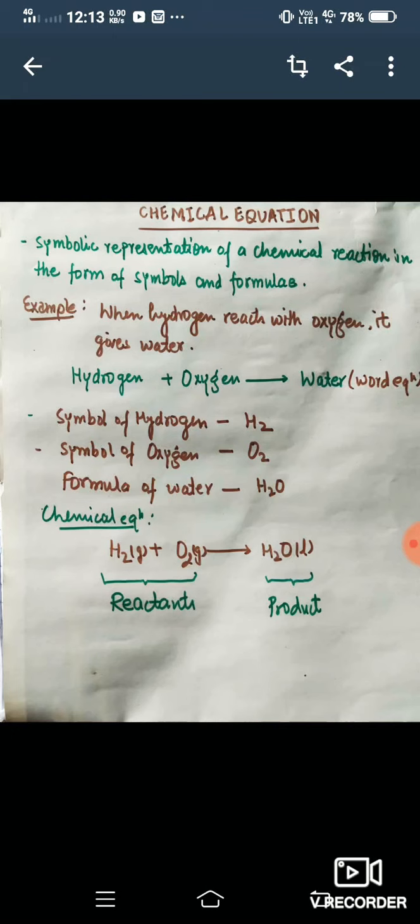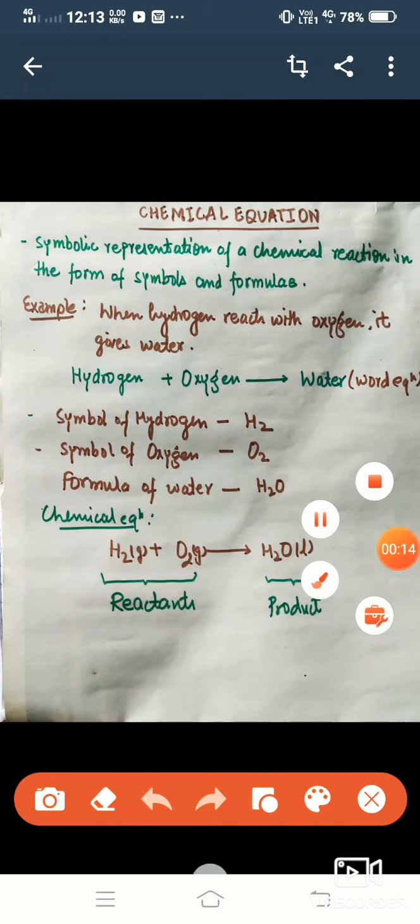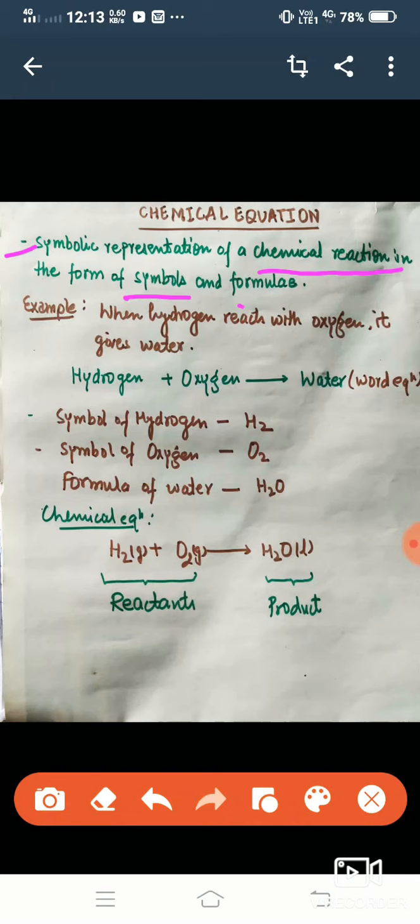Stay home, stay safe. So let's start with the chemical equation. The symbolic representation of a chemical reaction in the form of symbols and formulae is known as a chemical equation. For example, when hydrogen reacts with oxygen, it gives water. So we write hydrogen plus oxygen gives water, and this is known as the word equation.